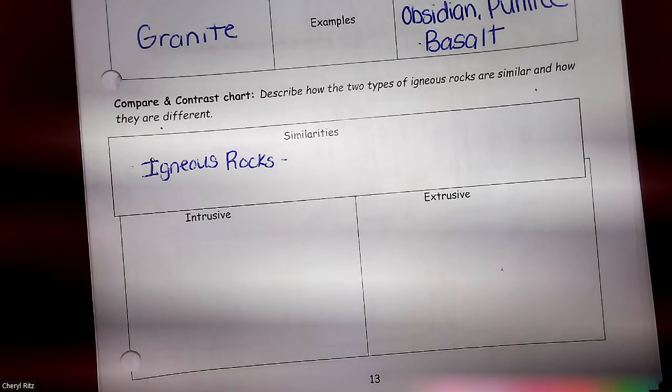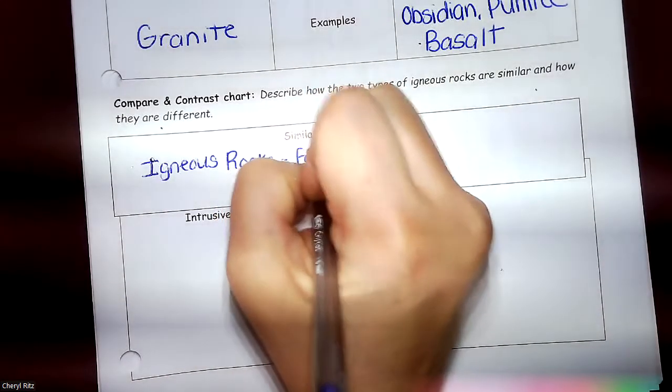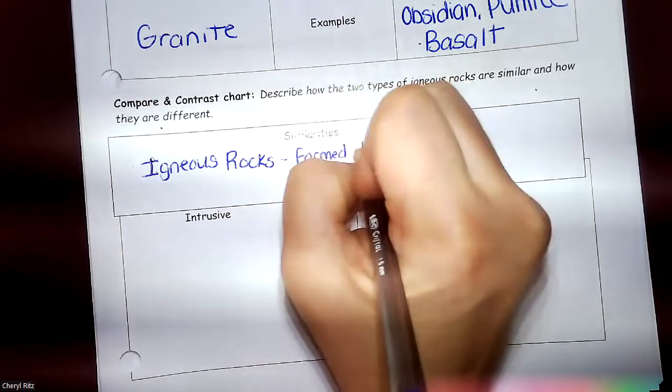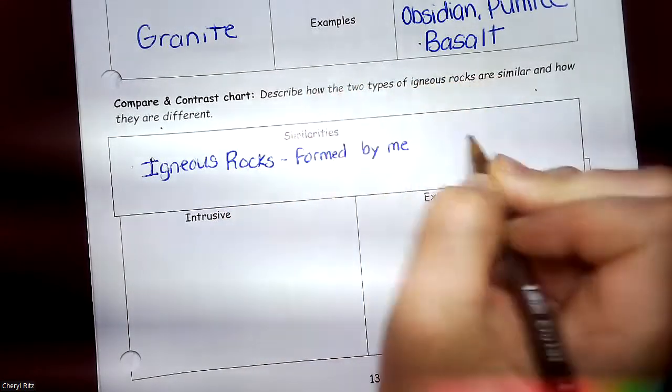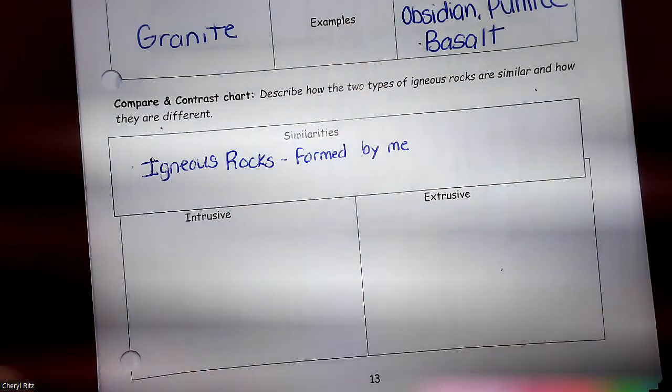Formed by solidification. Okay, so they're both formed by the solidification. To be perfectly honest, I'm not sure whether to say solidification or solidification. What do you think, Mrs. Wilkinson? Solidification. Okay.